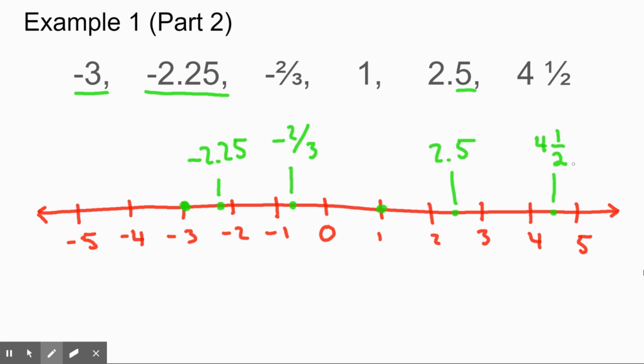So what we did to plot our numbers, we first ordered them from least to greatest, and then we plotted them on a number line. We had to draw our number line, we had to make sure our scale looked fairly decent, and then it wasn't too bad to plot with them. We knew what order they were going to have to be in.